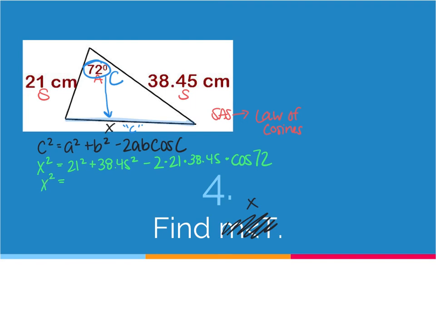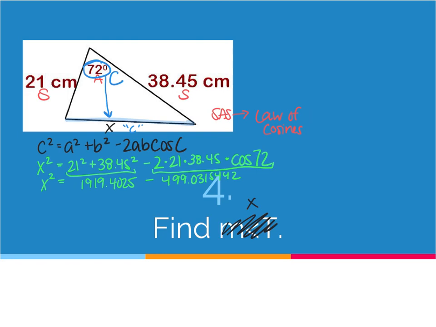So we have x squared equals, we're going to do 21 squared plus 38.45 squared. So this part here gives us 1,919.4025. Do not round early. Then we're going to look and we're going to subtract. So we're going to find what this multiplied together is. 2 times 21 times 38.45 times the cosine of 72. We get 499.0315442. I'm going to leave this in my calculator.